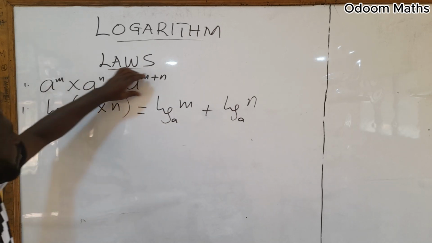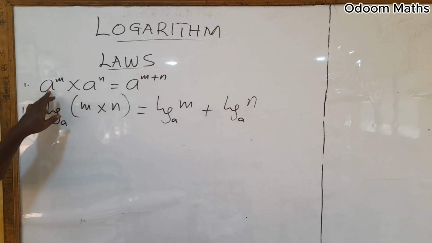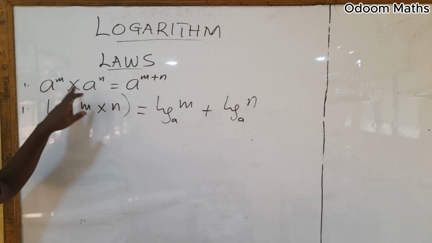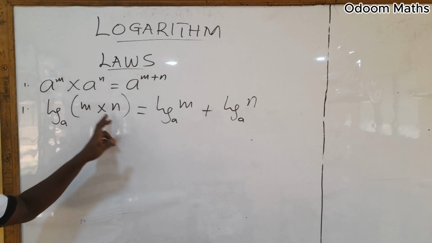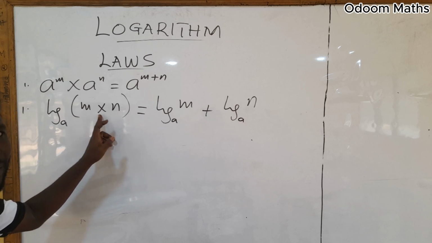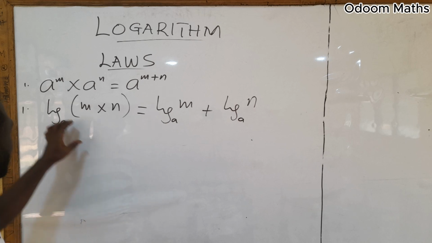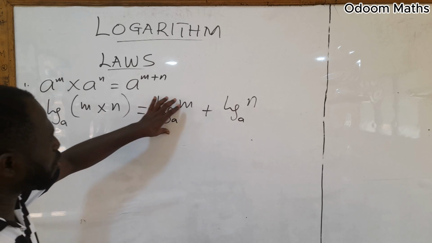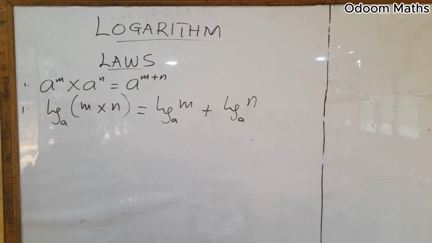Okay, so let's look at how. This is for indices and this is for logarithm. So in indices, when we have bases multiplying, we add powers. So in logarithm, when you have the product of two numbers with a common base, then we take log of this plus log of the second one, with the same base. So let's go to the next one.